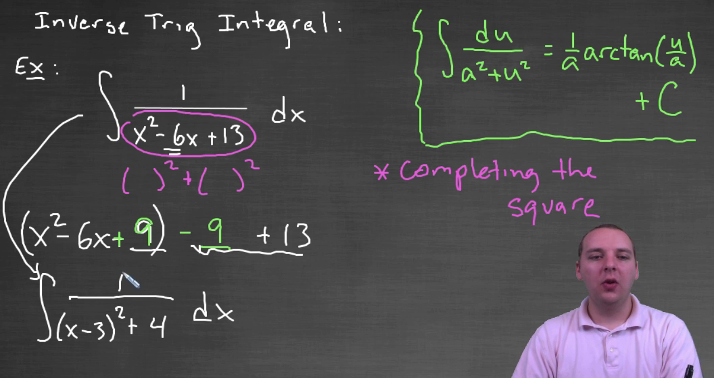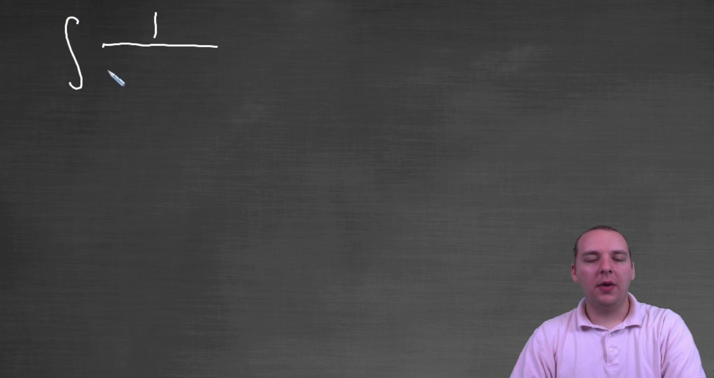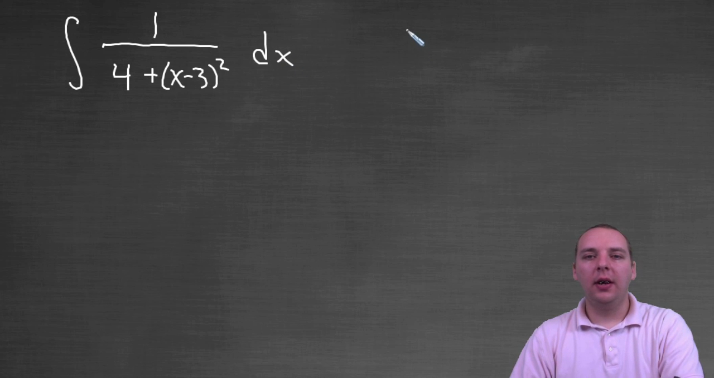Well, take a look here. I have 1 over a squared plus u squared. A squared is the 4 because it's the constant. U squared is the (x minus 3) squared because it has the variable. All right, so let me flip over to the next page here real quick. So let me rewrite that just so I have it here. So I have 1 over, I'll write the 4 first, and then the (x minus 3) squared, just so that they're in the right order. The u is x minus 3, and the a is 2.